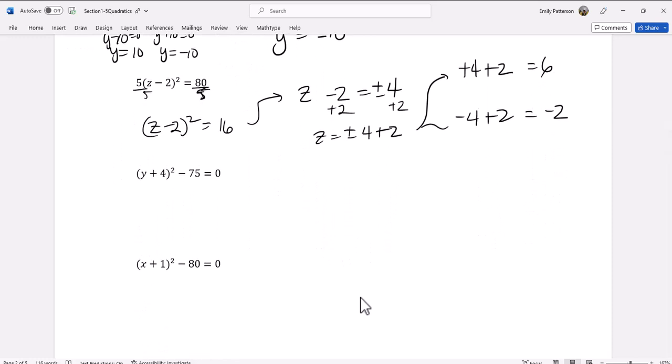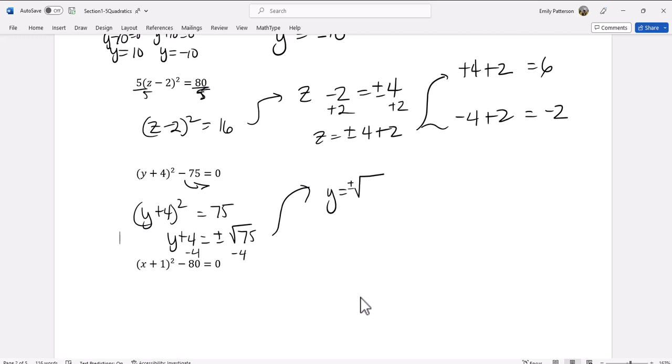So solving the rest of these, we can do the same. I can move this 75 over to the other side. So I can have y plus 4 squared is equal to 75. And then take the square root of both sides. So this is now y plus 4, and this is the positive or negative root of 75. So we have to subtract 4 from both sides, and we have y is equal to the positive or negative square root of 75 minus 4.